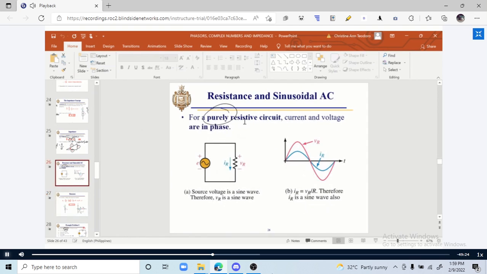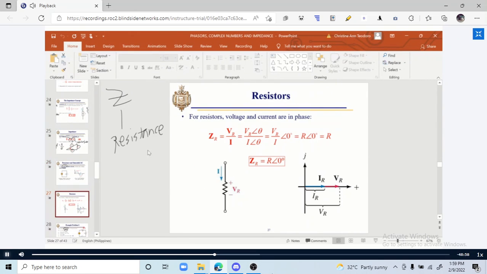When we are dealing with resistors, when we say purely resistive, it means that the load across a certain circuit is only a resistor, or you have a lot of resistors connected with each other. But your loads are all resistors. That is purely resistive circuits. No other elements other than resistors.